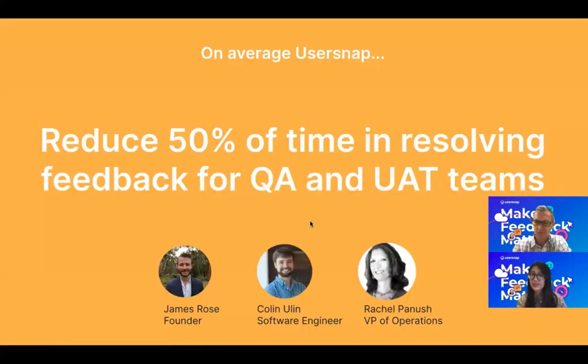And also the next one, since we are a bit tight on time. On average, our UserSnap customers have reduced at least 50% of the time in resolving feedback in QA and UAT teams. Some told me that before they were having 30 minutes just going back and forth with the process, like finding out technical details, contacting stakeholders, tracking the progress and responding to customers, and using multiple different tools. And now with UserSnap, everything is in one platform. It just takes 1 minute.